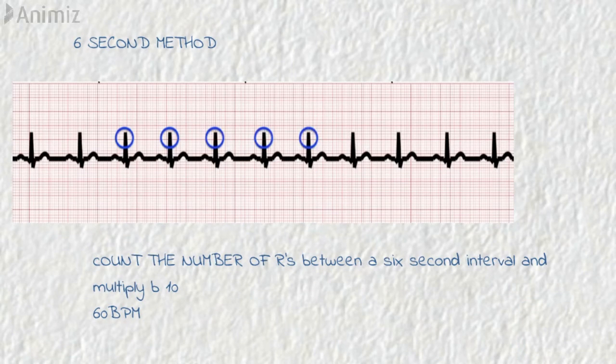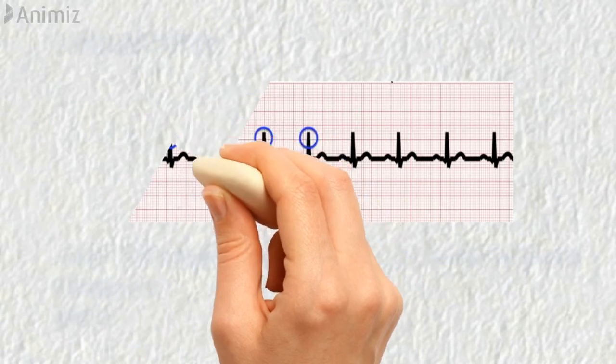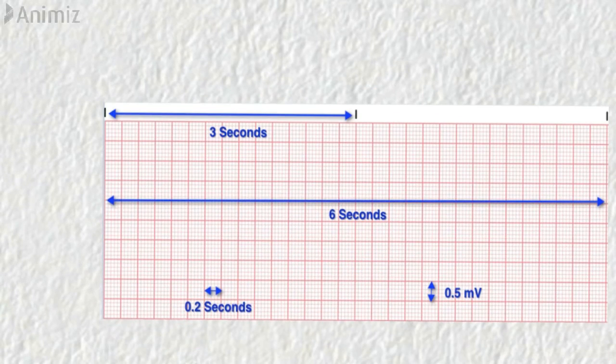So how much would 15 such boxes represent? Well, the answer is simple. Just multiply 15 by 0.2 and you would end up with 3 seconds. On similar lines, 30 such boxes shall represent 6 seconds.